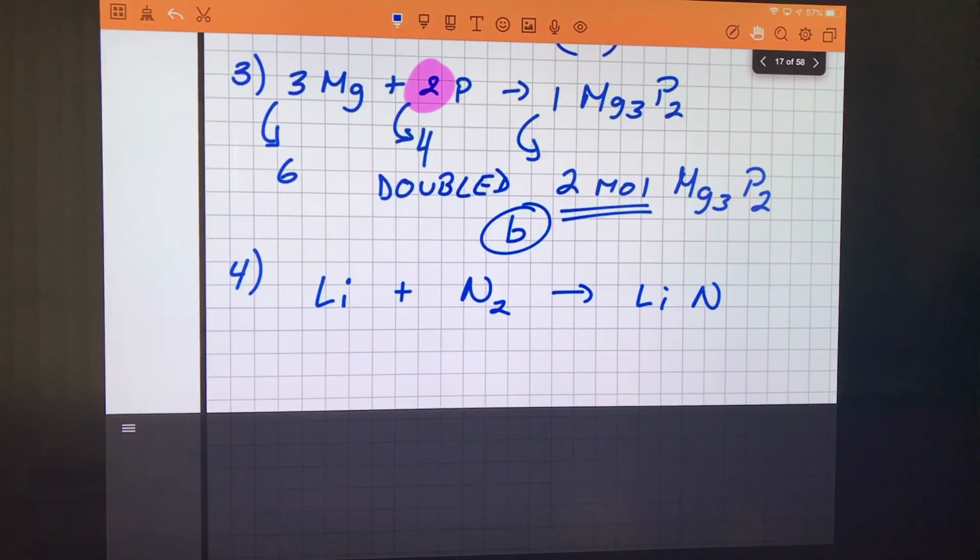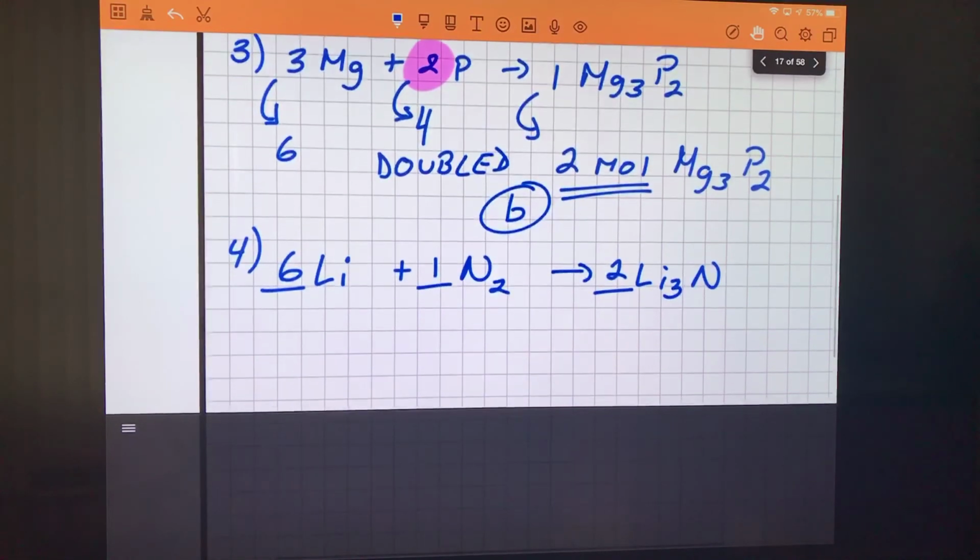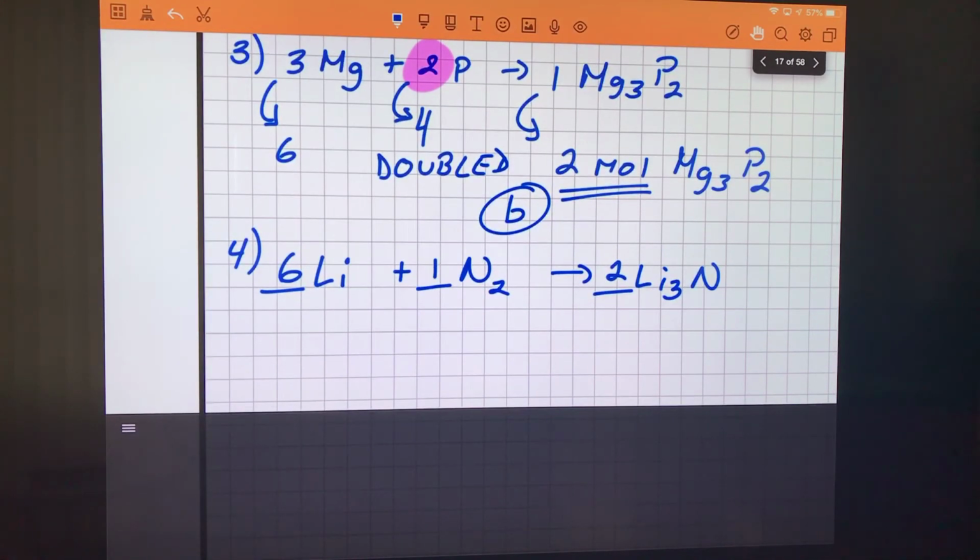We need to balance the molecules. So in this case, lithium is +1, nitrogen is -3. So when I switch those, and then I don't write the 1 behind the nitrogen, so Li3N. And my last step is to balance the whole reaction. So in this case, I need 2 nitrogens. That balances, and then I have 6 lithiums. All right. So 6 lithiums it takes to produce 2 moles of lithium nitride. So that's the answer to number 4.